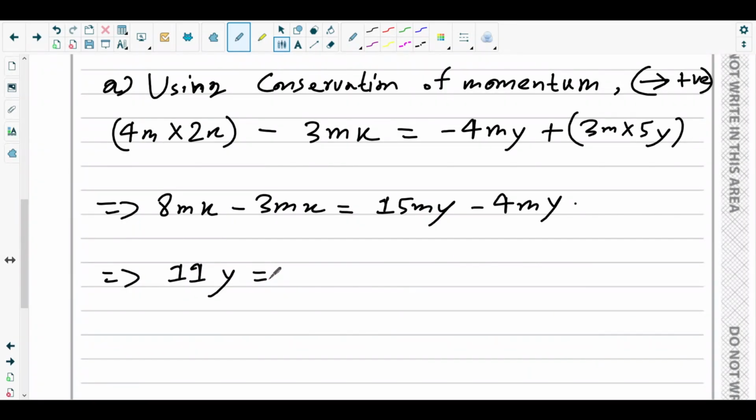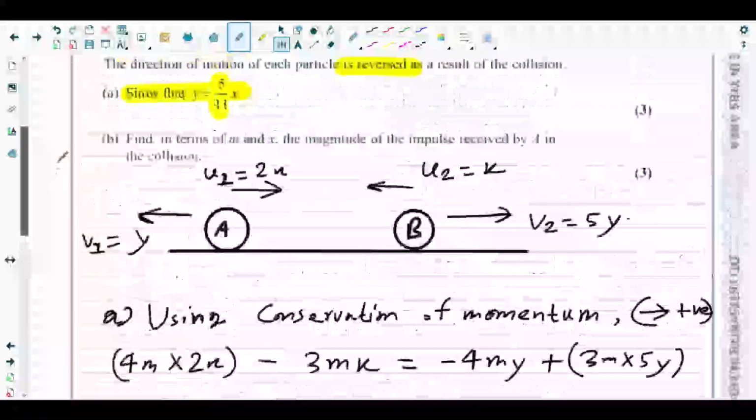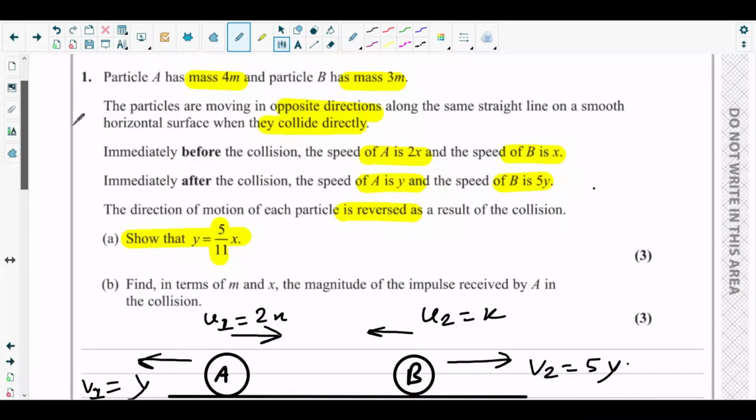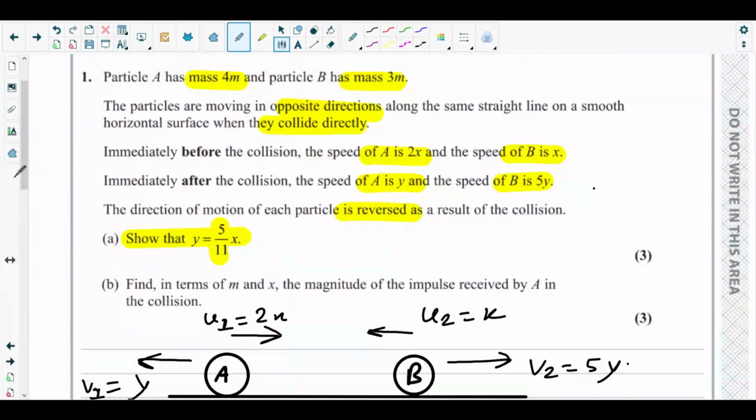M cancels out from both sides, so 8mx minus 3mx gives you 5mx. Sorry, m gets cancelled, so what we get here is y equals 5 over 11 x. And that's exactly what question number 1 part A has looked for. Okay, next is part B.